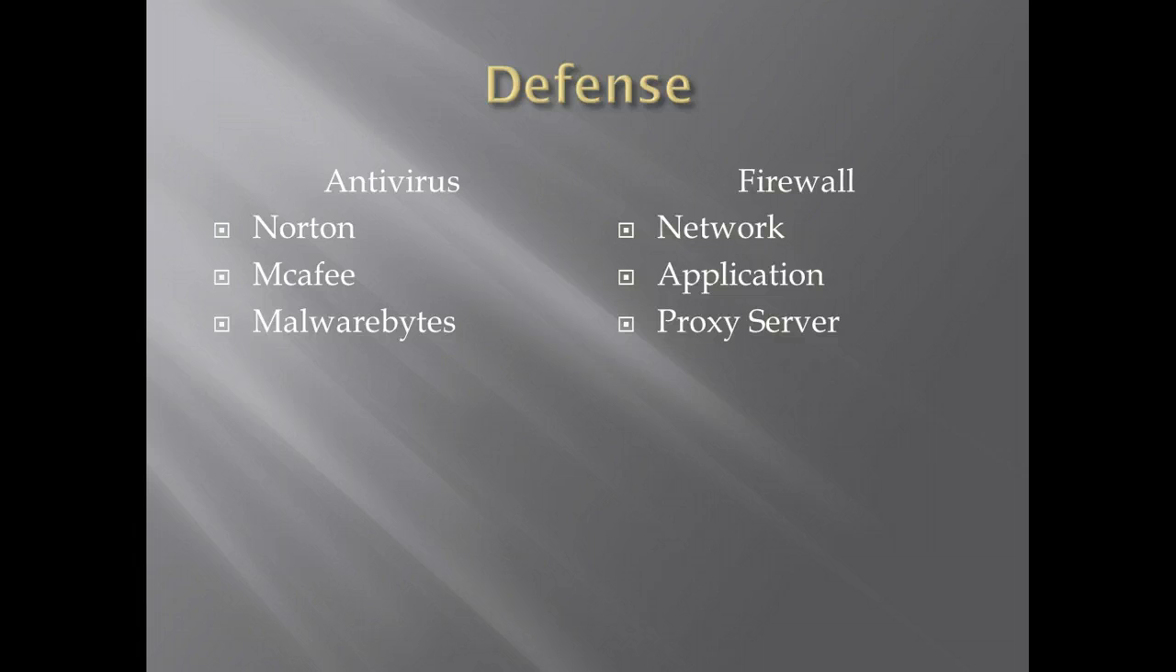And then the next step is firewall, which has three different kinds: network, application, and proxy server. The network firewall is basically on the internet. For all incoming packets, it checks the IP address, the code on it, and where it was sent from. And you can set that up. The admin can set up which IP addresses are acceptable and which aren't. So it kind of limits it.